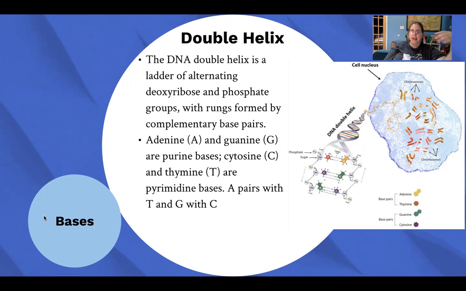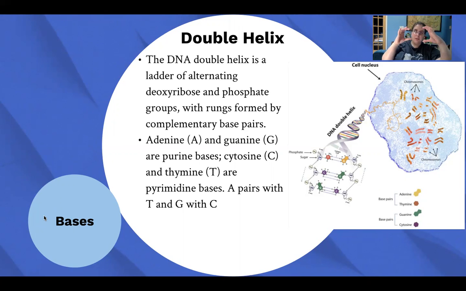So adenine and guanine are both purines. They are a larger double ring structure. Thymine and cytosine are pyrimidines. They are a smaller structure. It's a single ring. So you always have one purine for one pyrimidine. We'll look more at this in a moment in the picture. But adenine is a purine, and it always bonds with thymine, which is a pyrimidine.